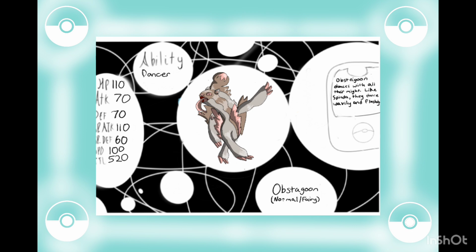Obstagoon dances with all their might. Like Spinda, they dance wavily and flashily. So yeah, its new ability is Dancer, and its hair on the head looks more like a disco ball. Its position is sort of awkward, but that's kind of the point because I wanted it to be all wavy and spinning and twisted and stuff. I also gave it pink accents to evolve the design and the color.